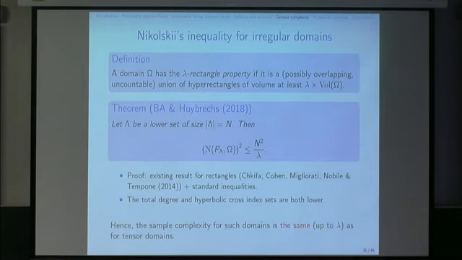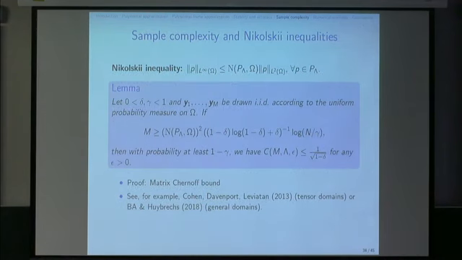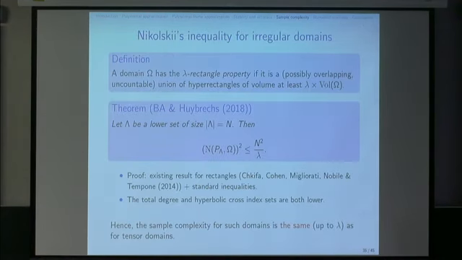So suppose we want to say something about this constant. One way in which we can approach this is to try and think of our domain omega as a union of rectangles, because we know the Nikolsky constant on a rectangle. Okay? And so that's what we do here with this property. I'm going to say my domain omega has what I call the lambda rectangle property if it's a union of hyperrectangles of volume at least lambda times the volume of omega. Okay? So I can consider any domain that's a union of hyperrectangles, but I can't allow those hyperrectangles to get too small in volume.